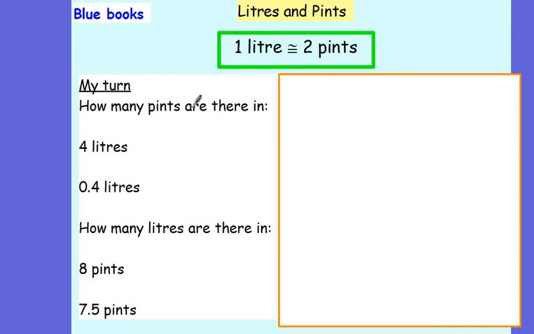The first question I've been asked is how many pints are there in 4 litres? Well, I know that 1 litre is 2 pints, so I just need to multiply 2 pints by 4 to give me 8 pints.